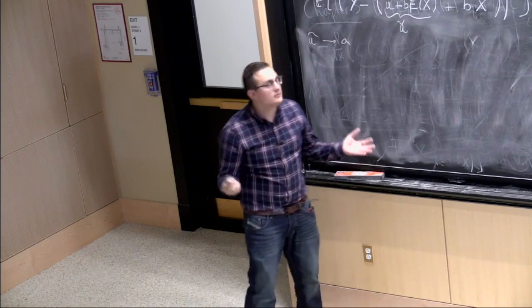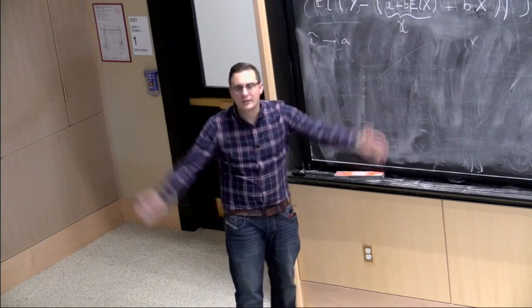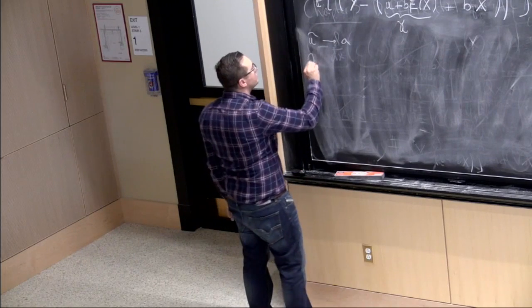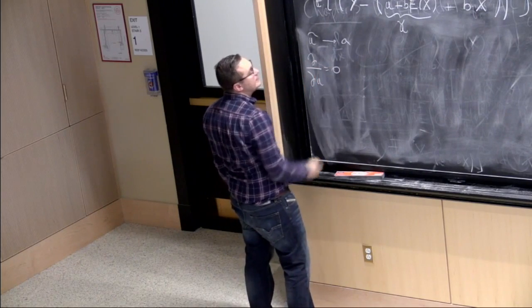Derivative equal to 0, right? So here it's a quadratic thing. It's going to be like that. I take the derivative, set it to 0. So I'm first going to take the derivative with respect to a and set it equal to 0.